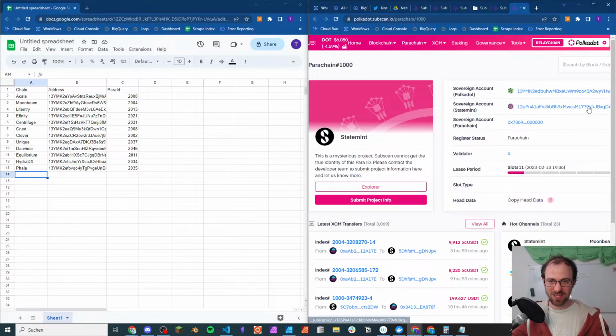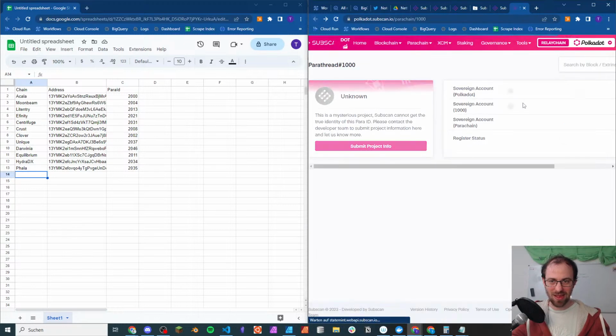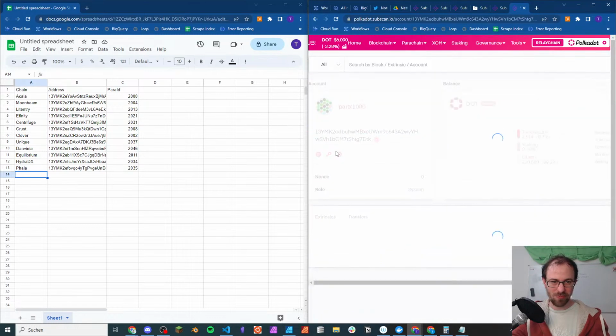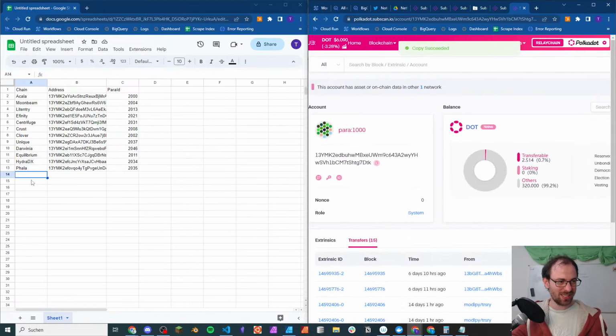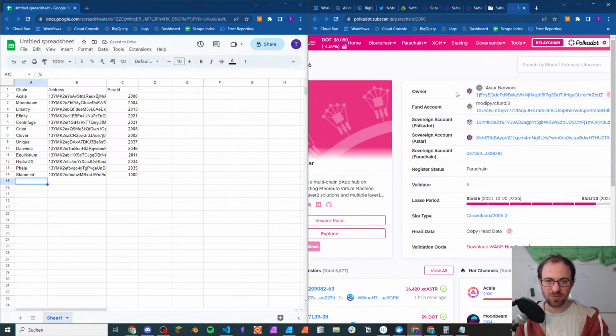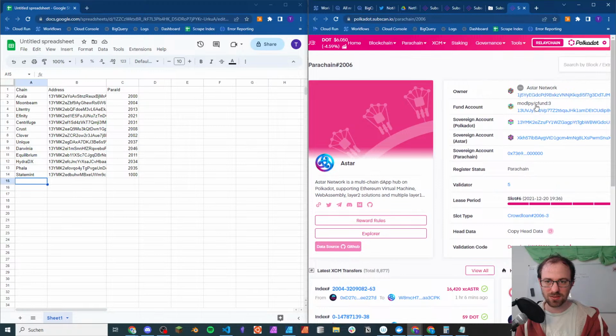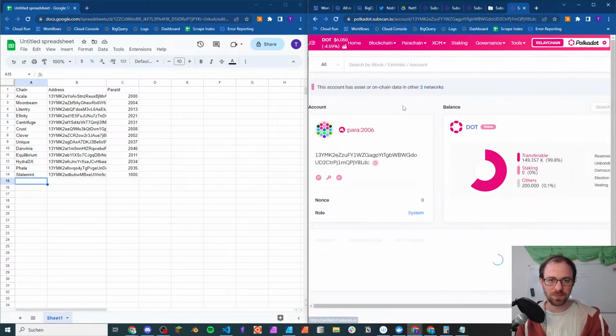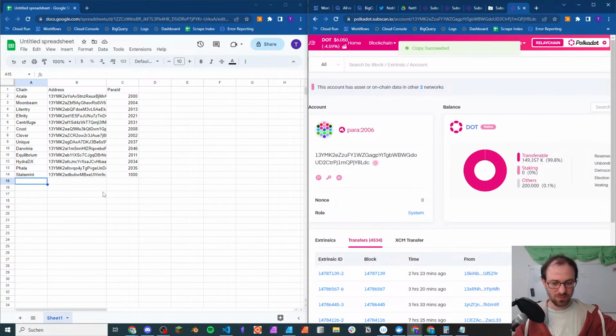Okay, we have Statemine. Yeah, Statemine should be interesting. Statemine is a common good chain, so it has the ID 1000. Statemine. Is it Statemint? Of course, it has to be Statemint. 1000. And I think we're done. Are we done? No, there are a few more. Astar. Yeah, maybe I should have prepared this.